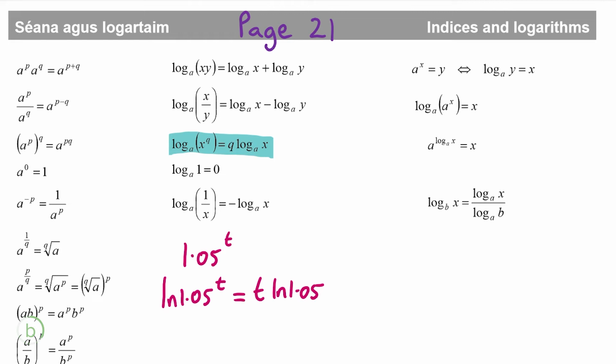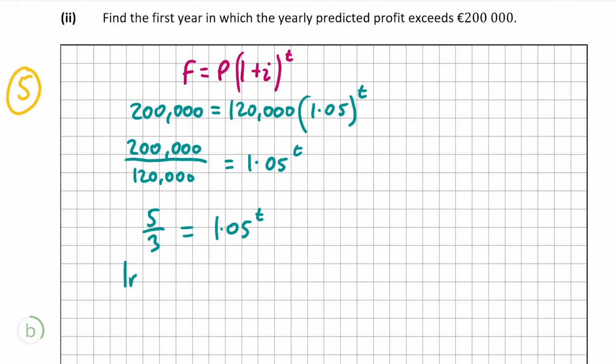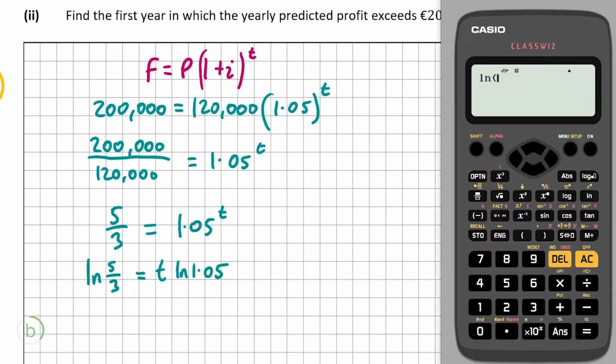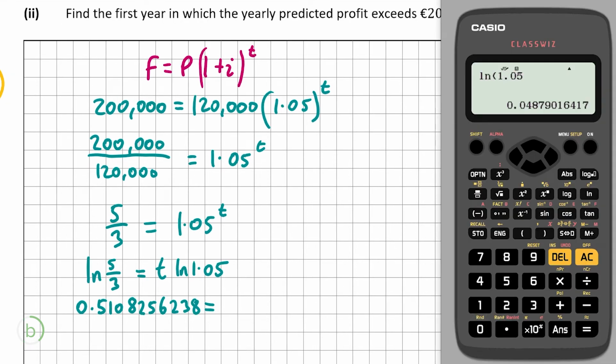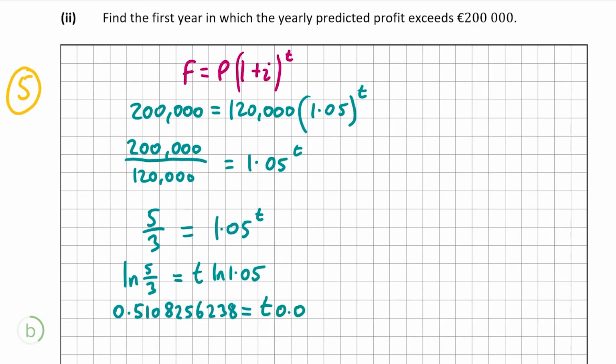So let's go back now and put this into our question to work out the value for t. So it's going to be ln of 5 over 3 is equal to t times ln of 1.05. So let's work out ln of 5 over 3 now, and that's 0.5108256238. So we're going to write that down. So now we have to work out what the right hand side is. So that's t times ln 1.05. So let's work out what ln of 1.05 is now. So that's 0.04879016417. So then the right hand side is t times 0.04879016417.